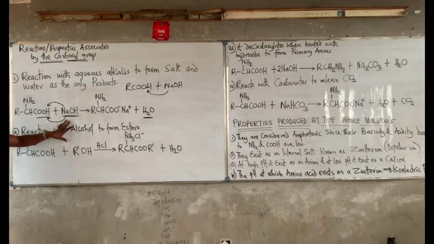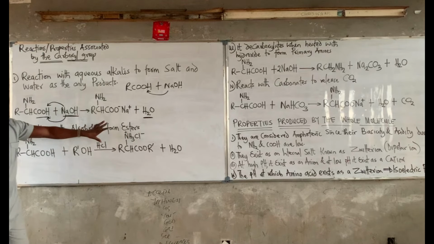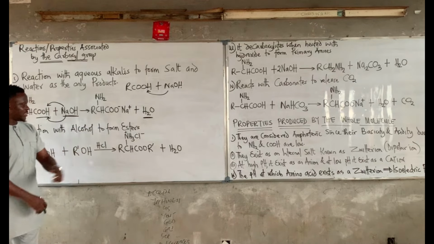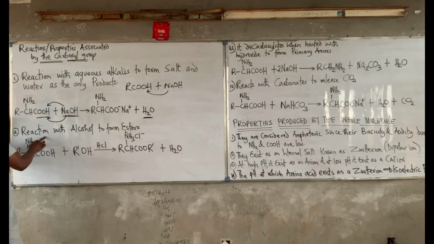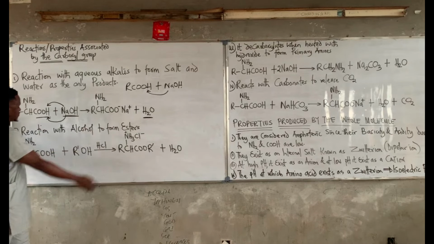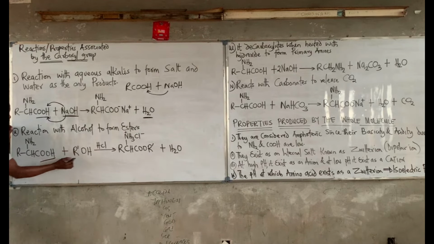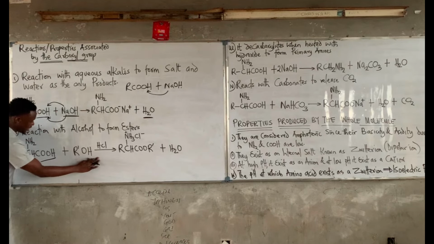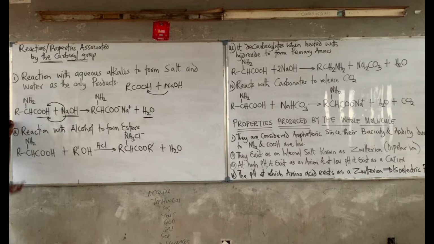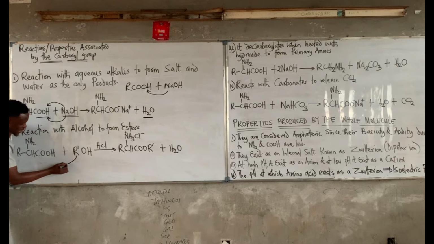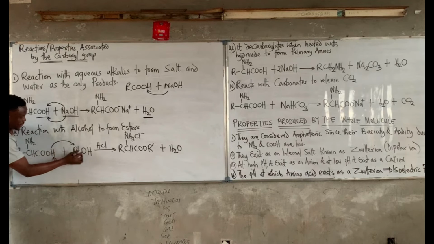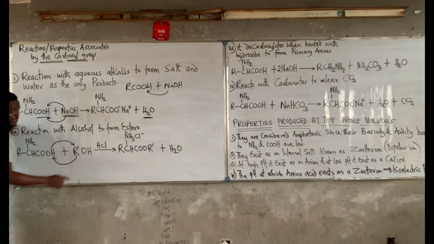Now let's look at the next reaction. It's a reaction with alcohol to form an ester. This is more like reactions in Chem 260. When alcohol reacts with carboxylic acid, it's usually going to form esters and water. Now basically, what is the mechanism here? Now recall, what is happening is that this R, this time around, is what is replacing the H, and the H comes out, picks up the OH, and of course forms the water.